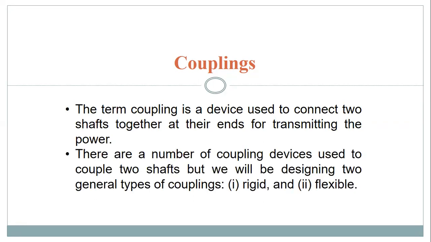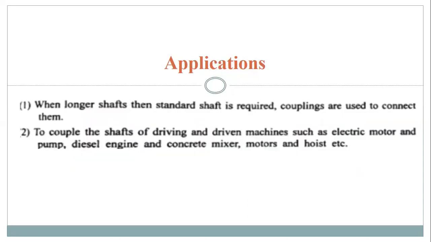There are a number of coupling devices used to couple the two shafts. So there are rigid couplings, there are flexible couplings. We are going to see all of them in detail. Now, like I said, the application of coupling: if someone asks you where the coupling is used, then if the shafts are longer than the standard ones, what will happen? They might bend or break. So what do we do? We join them with couplings. So to couple the shafts, that is the driving machines and the driven machines such as electric motor, pump, diesel engine, concrete mixer, motors, hoists, the couplings are used.